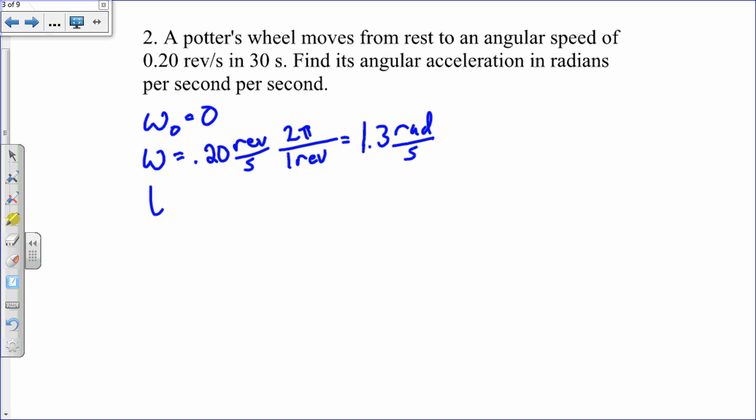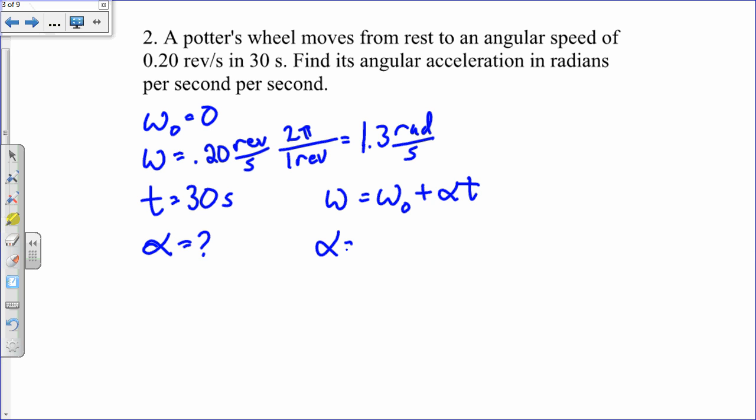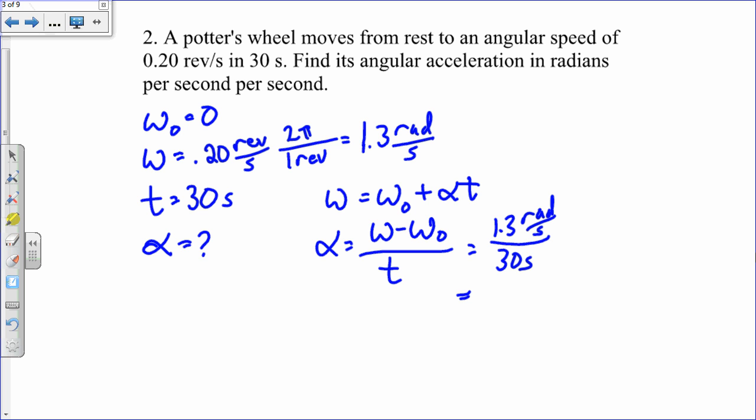t is 30 seconds. And I'm looking for alpha. All these variables should look familiar to you because they make up this equation, which we've used. And I solve for alpha. That gives me radians per second squared in units, and it's 0.043.